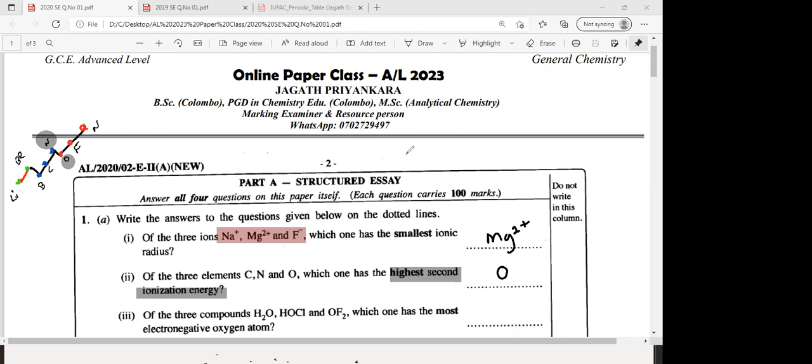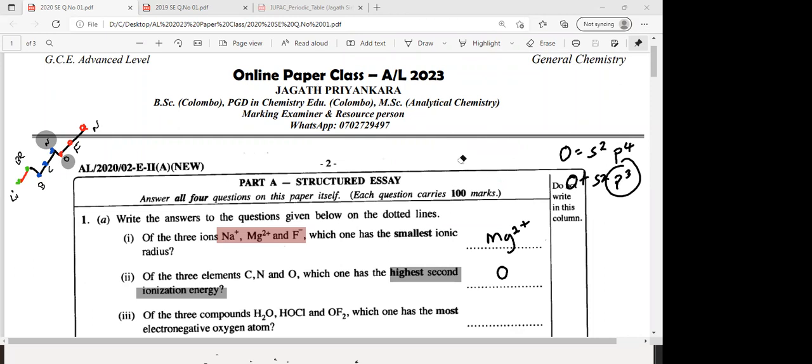Because look at the configuration. Nitrogen, s2p3. Oxygen, s2p4. Right. So when it becomes the second ionization, what electron is removed? From N plus, it becomes s2p2. So O plus means s2p3. So therefore it becomes p3, and removing from p3 is more difficult than from p2. Right? That's the reason.